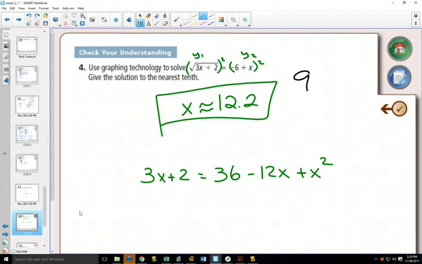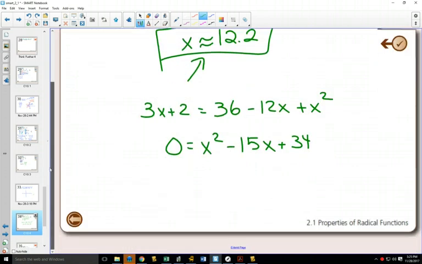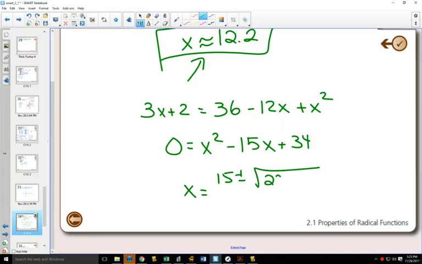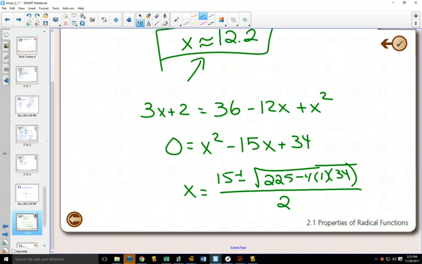What kind of equation is this? This is a parabola. I'm going to make one side equal to 0, so I get x squared minus 15x plus 34. I already know based on this answer that I can't factor it, because that answer is not nice. So you would have to use the quadratic formula. X equals negative b plus or minus the square root of b squared minus 4 times a times c, divided by 2 times a, which is just 2. And this gives you 2 answers because of the plus or minus.